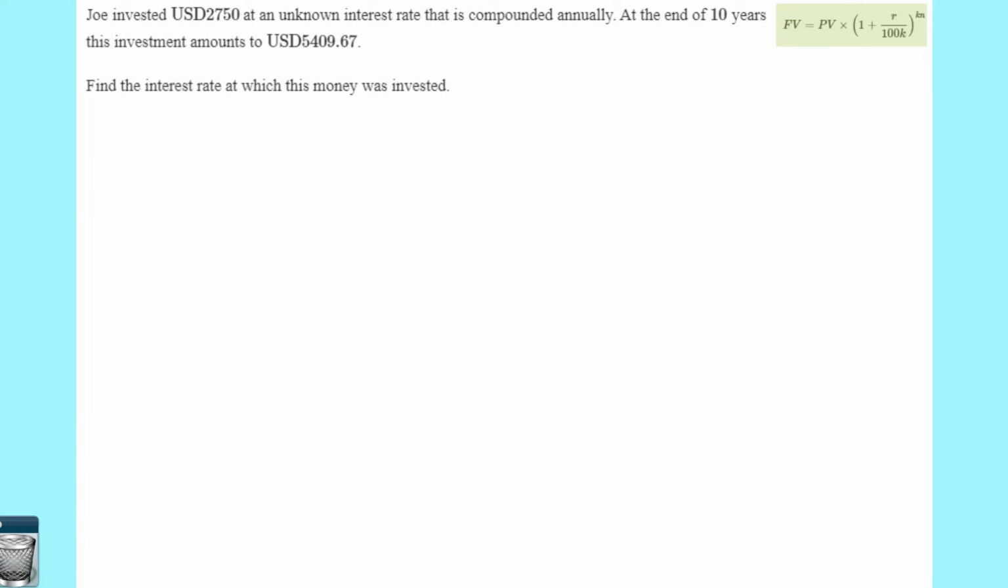So Joe invested this amount at an unknown interest rate that is compounded annually. At the end of 10 years, this investment amounts to $5,409.67. Find the interest rate at which this money was invested. So we know that the future value was 5409.67, and the initial value was 2,750. Then we're going to multiply that by 1 plus the rate, which we don't know, over 100 times 1, and 1 times 10.